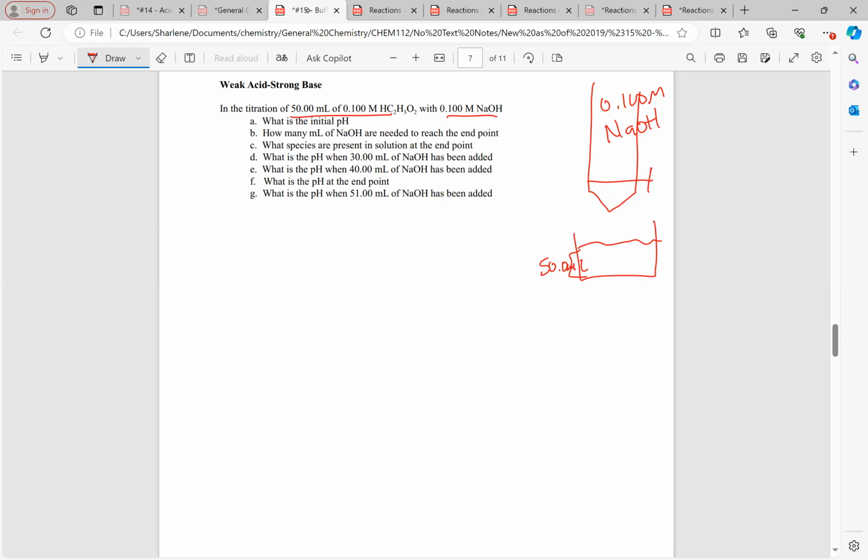Okay, so I have 50 mils of 0.1 molar vinegar. So before I start anything, that is what I have set up. So what is my initial pH? Well, the first question is, what am I taking the pH of? The initial pH is inside of that beaker. Well, what is inside that beaker? Inside that beaker is just vinegar.